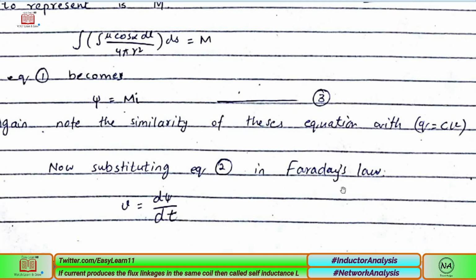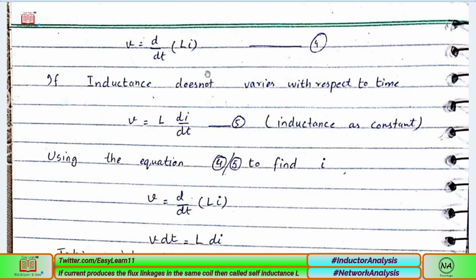Now substituting equation number 2 in Faraday's law. Actually, this equation number 2 is the same as equation number 3 in case of the self or the mutual inductance. So let's just discuss the self-inductance case. So this is actually flux. Now first discuss Faraday's law. We already discussed Faraday's law. EMF is equal to d psi, the derivative of the flux with respect to time. So just substituting the value, replacing this psi with our inductance parameter.